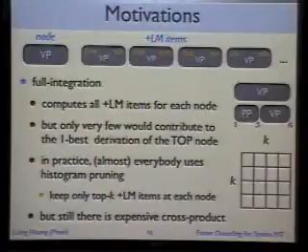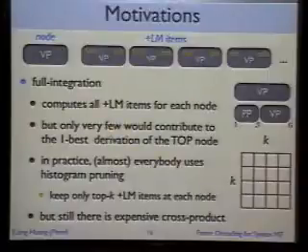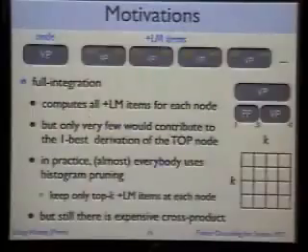So full integration, in theory, computes all LM items for each node, and that would be a huge number. But intuitively speaking, only very few of them would contribute to the one-best derivation of the top node, right? And also in practice, almost everybody in statistical MT uses histogram pruning. That is to say, I only keep the top k, say k is 10, the top 10 LM items, and I prune away all these bad items in the intermediate stages.